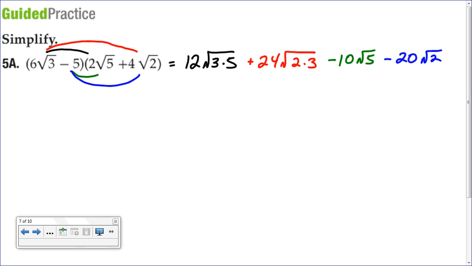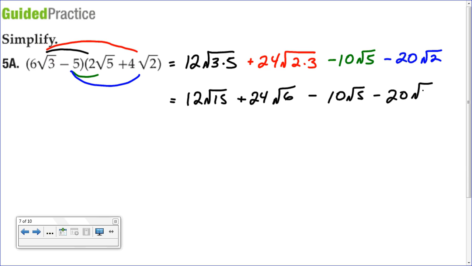So for my final answer, this one's going to be 12 square root 15. This one is 24 square root 6 minus 10 square root 5 minus 20 square root 2. 15, 6, 5, 2. There's no like terms. I can do no more than this. That's as far as I can go to simplify this one.